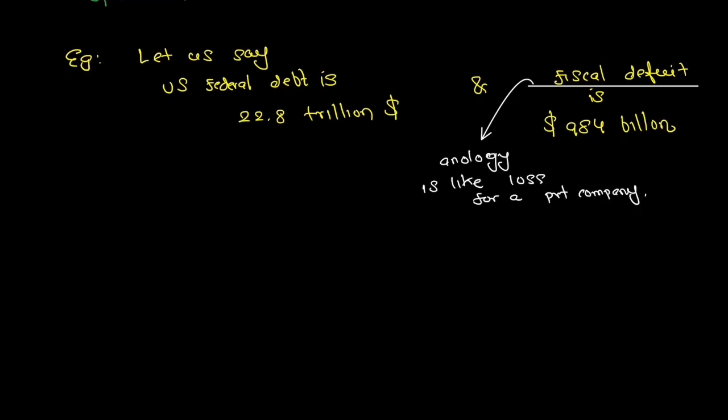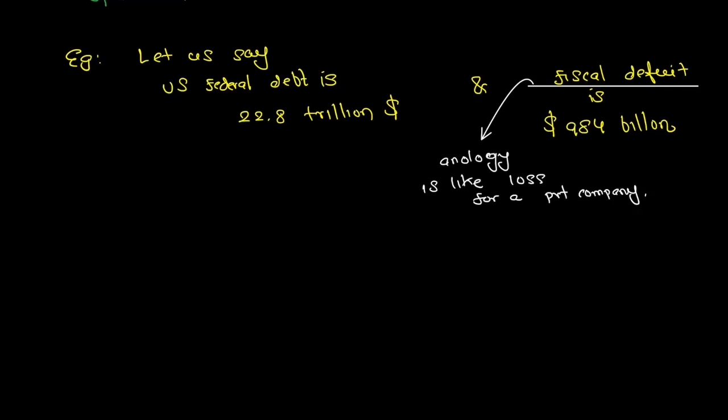Now, one good hint I could give you is to always think about fiscal deficit as the loss that has been made in a given financial year. Like for a private corporation, similarly for the government, it is called fiscal deficit, correct? So this is one good thing that you can remember to be more clear about fiscal deficit.